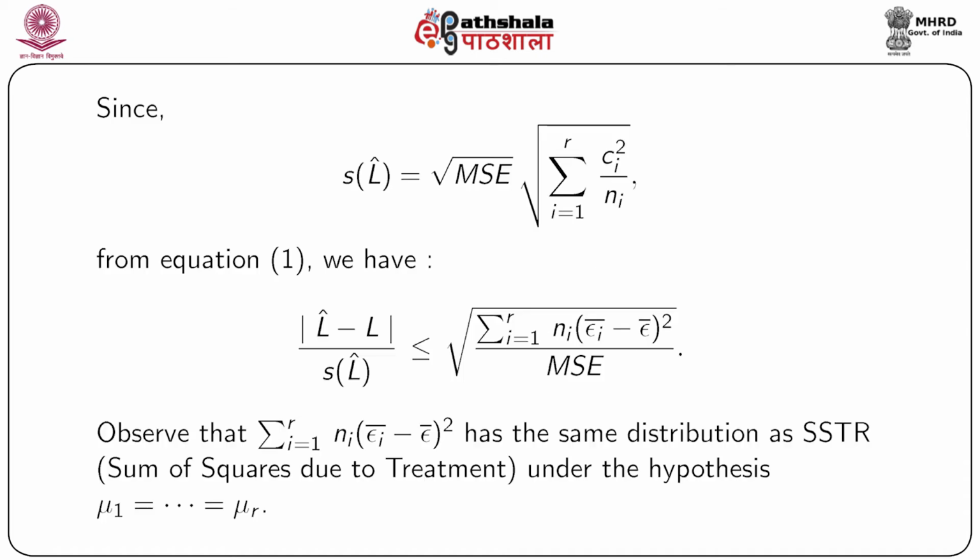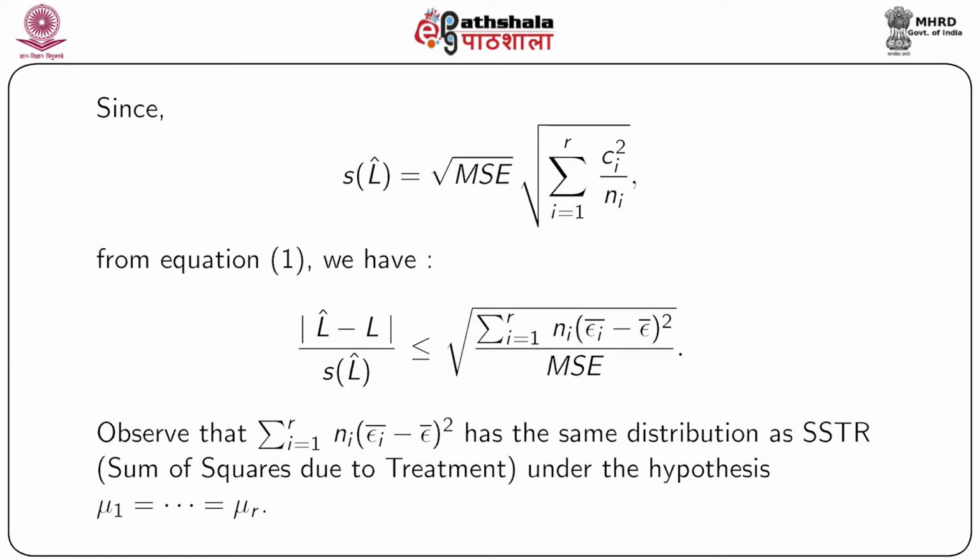Since S, the standard deviation of L hat, equals square root of the mean square error times square root of summation i equals 1 to r ci square over ni, as we had seen on the previous page, from equation 1 we can write mod of L hat minus L divided by S of L hat is less than or equal to square root of summation i equals 1 to r ni times (epsilon i bar minus epsilon bar) whole square divided by the mean square error.